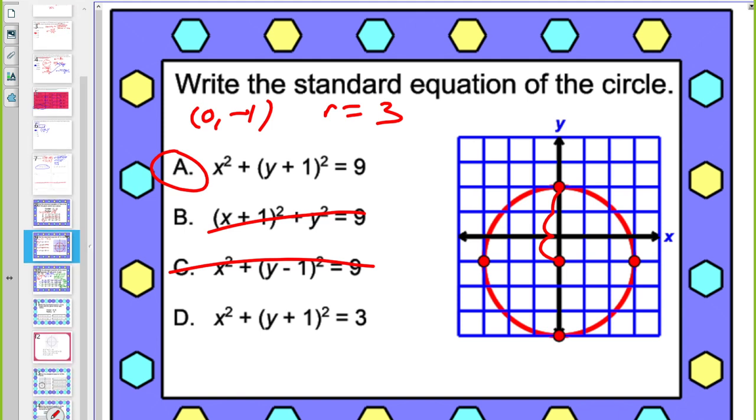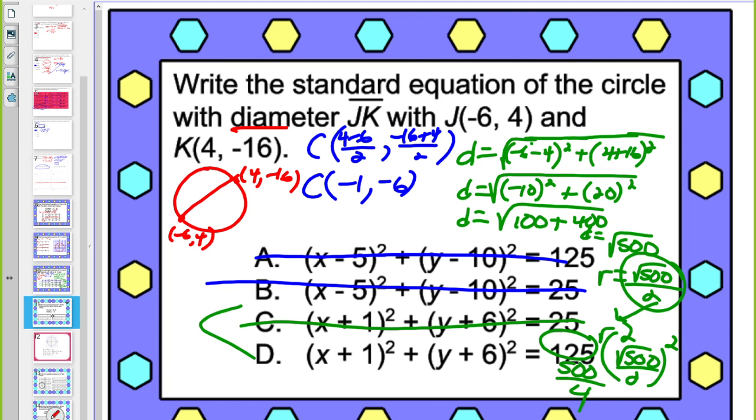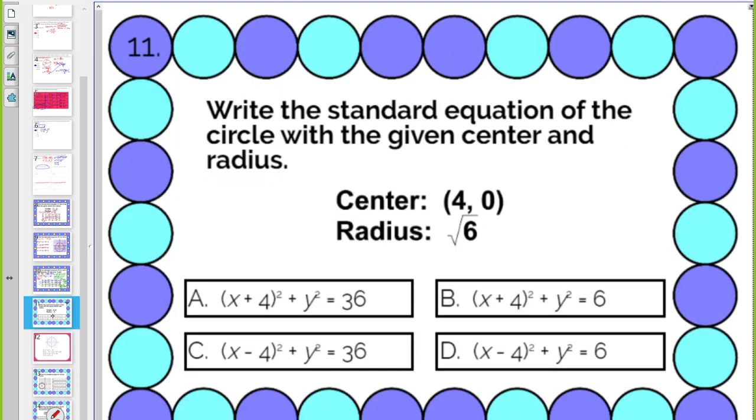Alright, and then we already did the next one. Put that one in your pocket. Write the standard equation of a circle with a center and radius. Alright. When you see a coordinate of 0, you know there's no parentheses. But okay, none of those y's either, so that's good. You know that the x, because this is 4, is going to have to be x minus 4. So that knocks these two out. And then, remember, you got to square the radius when you substitute. What does a square do to a square root? Cancels it out.